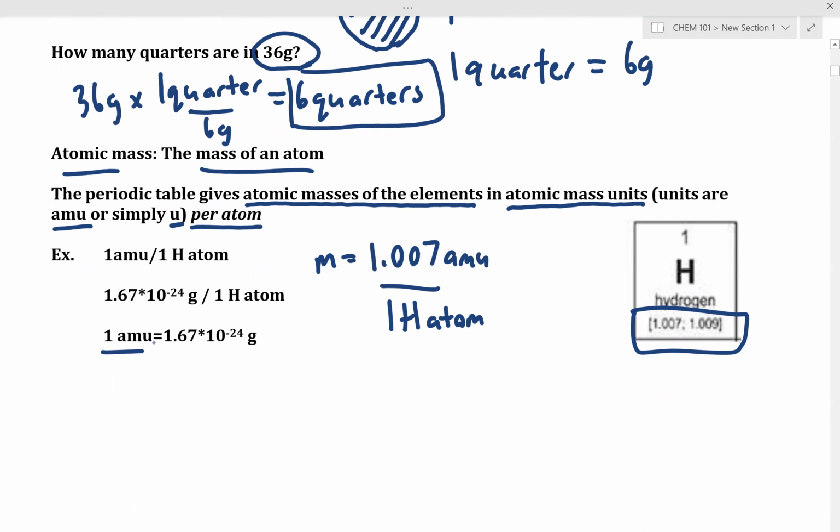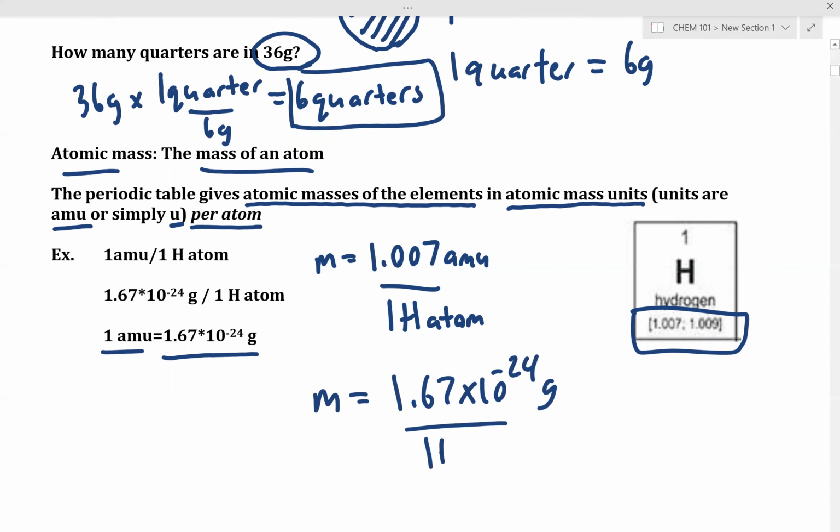Now, what is an AMU? An AMU is a very, very small unit of mass that corresponds to 1.67 times 10 to the negative 24th gram. So we know that the mass of a single hydrogen atom is equal to 1.67 times 10 to the negative 24th gram per every one hydrogen atom. Atoms have a very, very small mass. Does that make sense to everyone? You don't have to memorize the exact value of an AMU. What I want you to appreciate is the fact that this is the mass of a single atom.